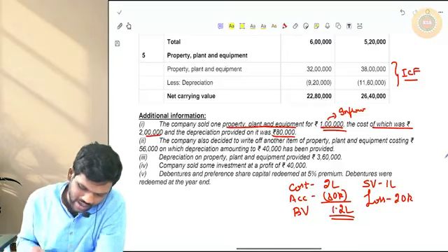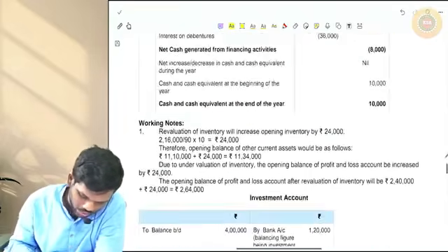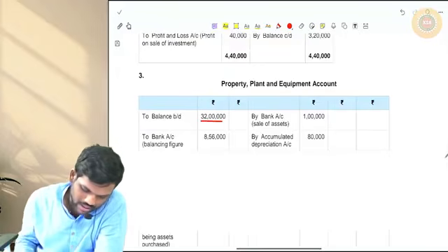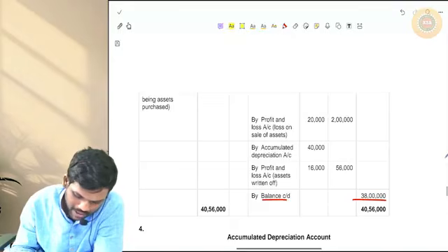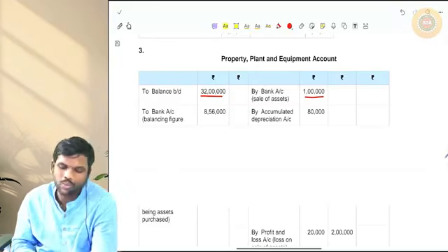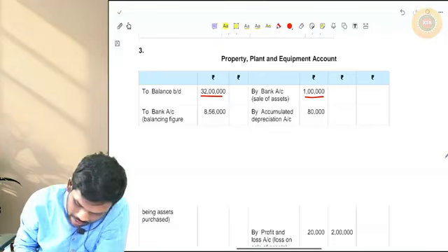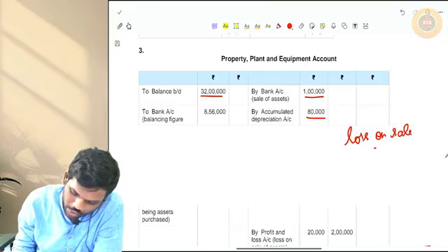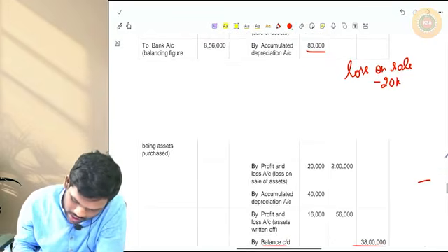Then what you have to do, immediately open PPE ledger account at original cost as well as accumulated depreciation. I will show the ledger account to you. So if you see PPE ledger account, first is our opening balance, which will be available in the balance sheet. Then closing balance also will be available in the balance sheet. Take those and write to balance brought down, by balance carried down. Then they sold the assets. So by sale of assets, 1 lakh. Then whatever accumulated depreciation is there, that will be transferred from your accumulated depreciation account to PPE account. So here it will be by accumulated depreciation. And we also calculated loss on sale of 20,000. Loss on sale journal entry is P&L account debit to PPE account. So by loss on sale.